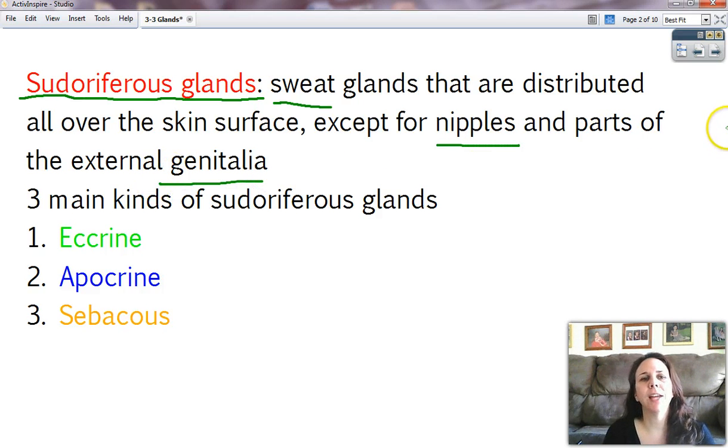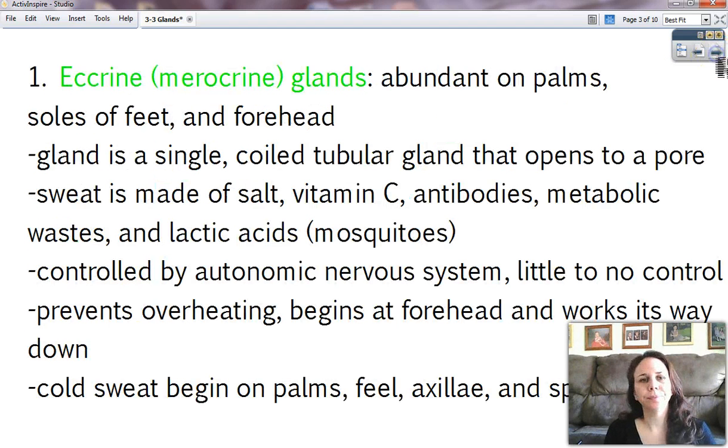There are 3 different types of sudoriferous glands, depending on what specific cells they're made out of and what they secrete. First one is called an Eccrine gland. Second one is an Apocrine gland, which we talked about previously, and sebaceous glands. So I've got them color-coded, green, blue, orange, so it should make it easy for you to follow along as well. So we're going to start with eccrine glands, which are also merocrine glands.